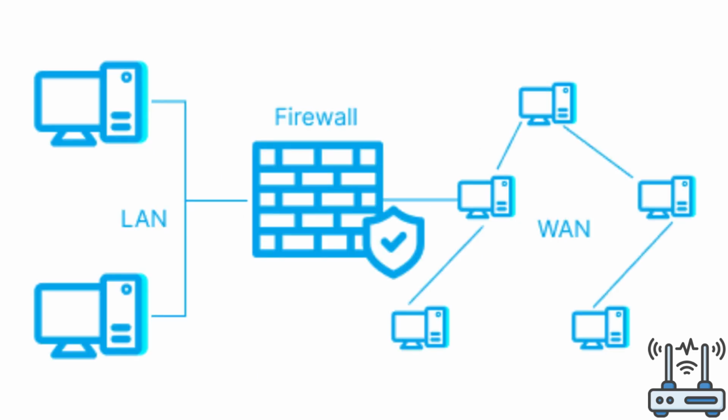Number 7, firewall. A firewall is a network security device or software application that monitors and controls the incoming and outgoing network traffic based on predetermined security rules. Firewalls can be hardware based, like dedicated firewall appliances, or software based, like firewall software installed on a server, and they help protect networks from unauthorized access, malicious attacks, and other security threats.